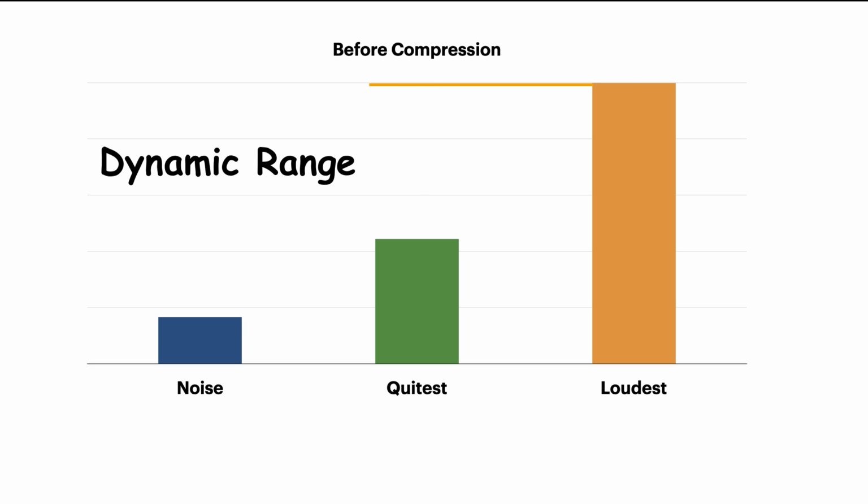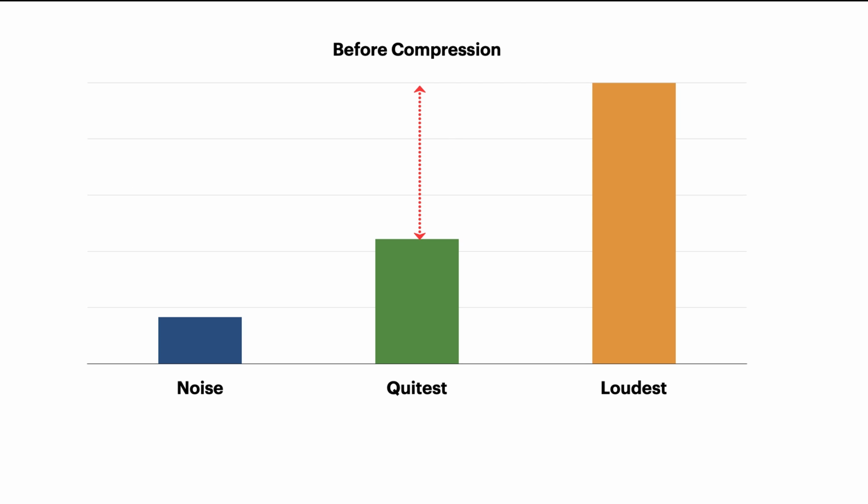Dynamic range is the difference between the loudest and quietest audio amplitude. In this illustration, this is the dynamic range. Please note, dynamic range is calculated based on the recorded audio, it does not take noise floor into account.